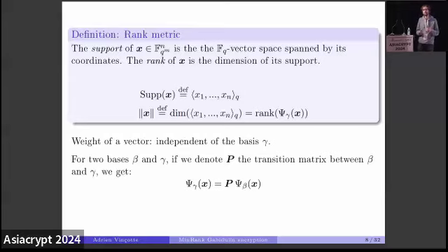since if we take two bases beta and gamma, you have to multiply on the left by an invertible matrix with coefficients in F_q, and invertible matrices with coefficients in F_q are the isometries for the rank metric, so it does not change the rank of the matrix.